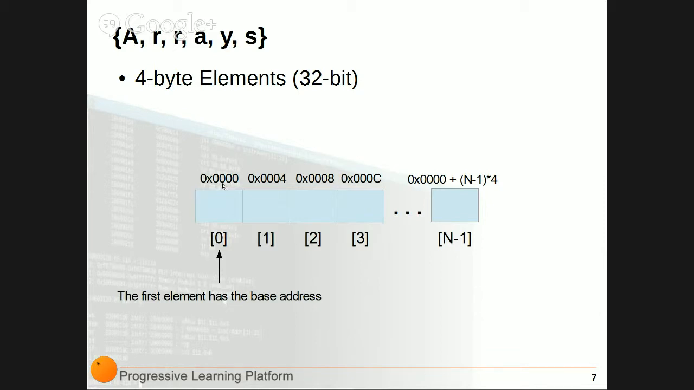So if your base is 0, to get the fourth element, which is index 3, what you do is get number 3, shift it left twice, effectively multiplying by 4, because your elements are 4 bytes wide. That gives you 1100, which is 12, which is C. Since our base is 0, you add this with 0, you get this. But if your base is not 0, this would be a different number. Okay. Does it make sense? Any question? All right.